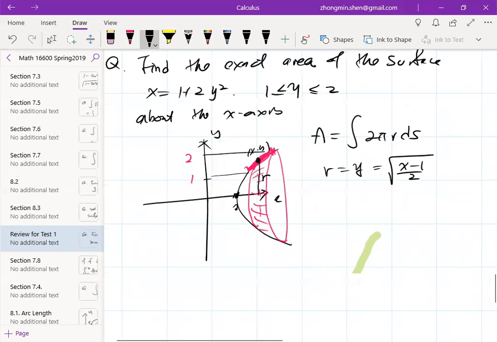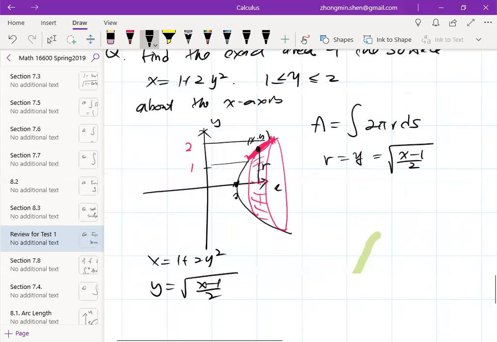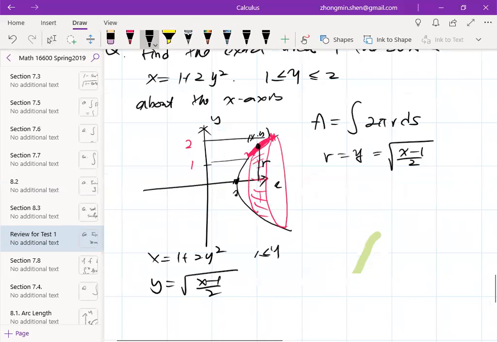And because that curve is x equals 1 plus y squared, y is going to be the square root of (x minus 1) divided by 2. Either way, right? For that piece, y is between 1 and 2. And let's figure out the domain for the x variable. When y equals 1, x is going to be 3. When y equals 2, 2 squared is 4, 4 times 2 is 8, 8 plus 1 is going to be 9. Okay? x is between 3 and 9.